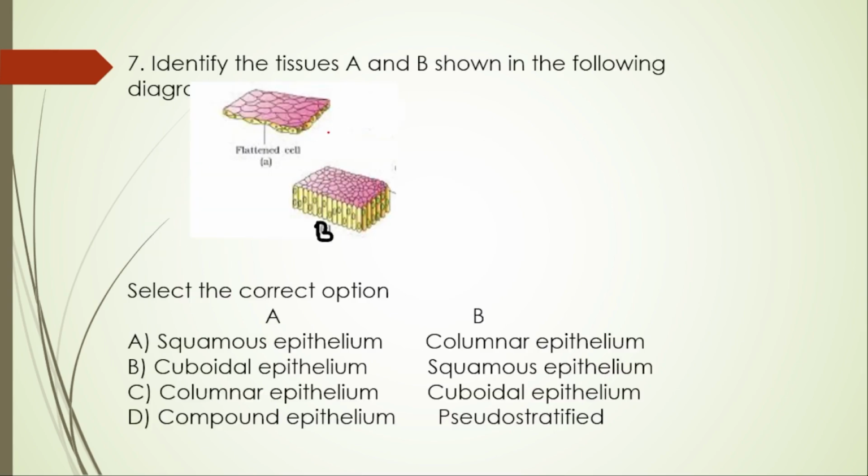Next, identify the tissue A and then B. This one is A and this one is B. What is this and then what is this one? If we are talking about this tissue and this one, this is columnar epithelium, and this one is squamous. So here A is squamous and B is columnar. The right option will be option A.